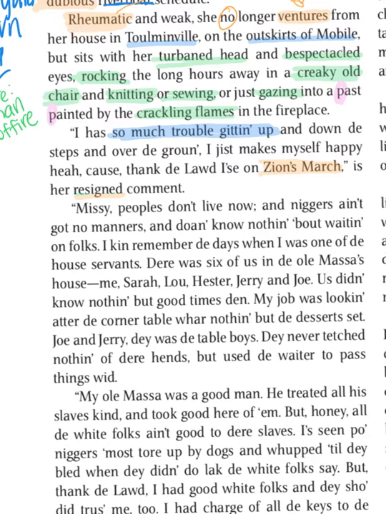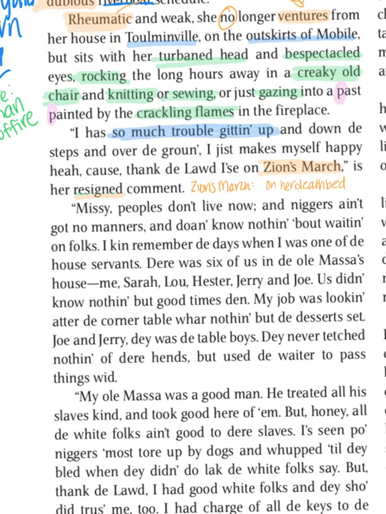All right, so we're going to look up Zion's March and make a note here. Zion's March, by the way, is this victory march of being on the way to Zion or the celestial city, basically telling us that she is on her deathbed. She's old. She's near death.